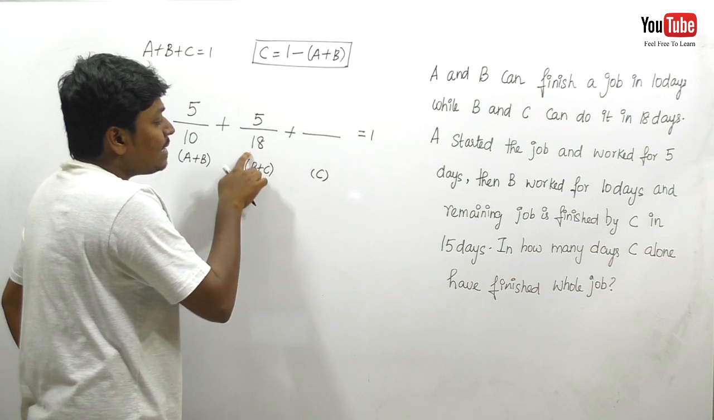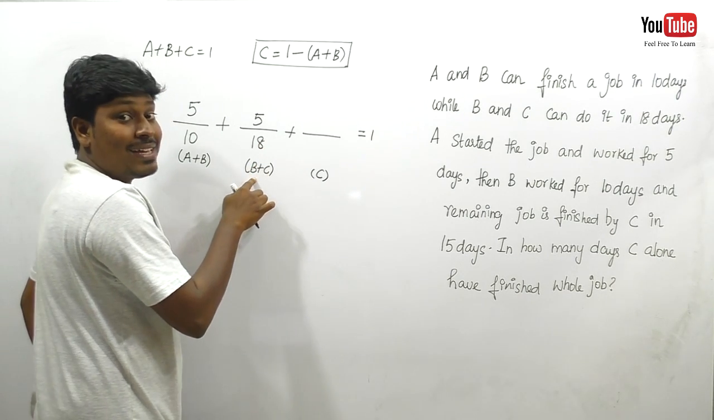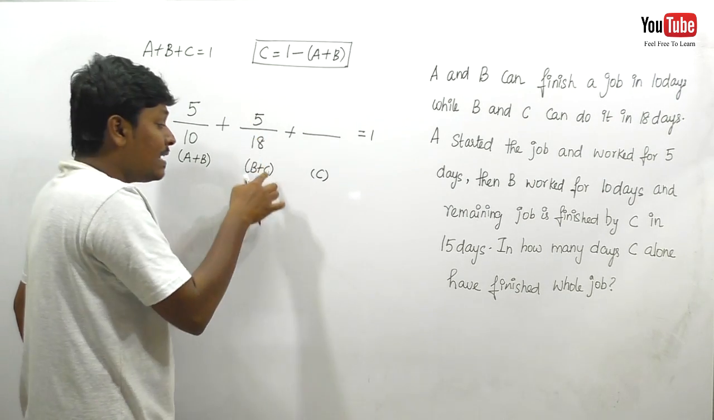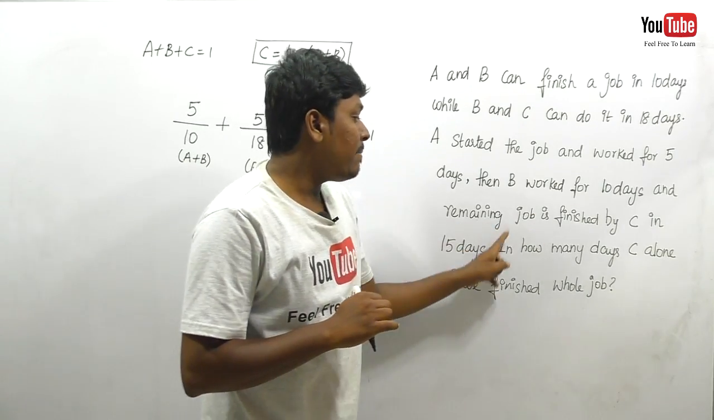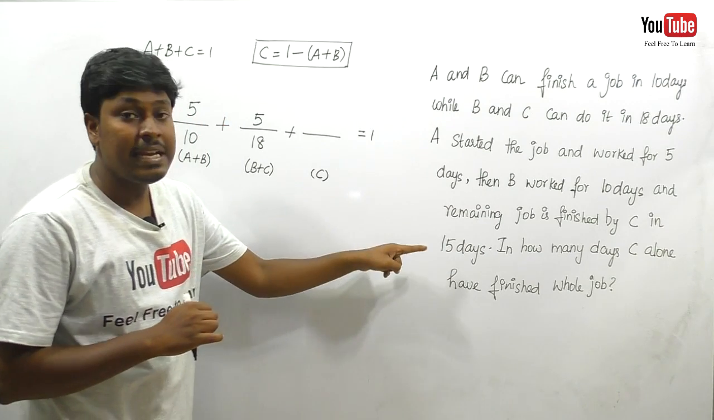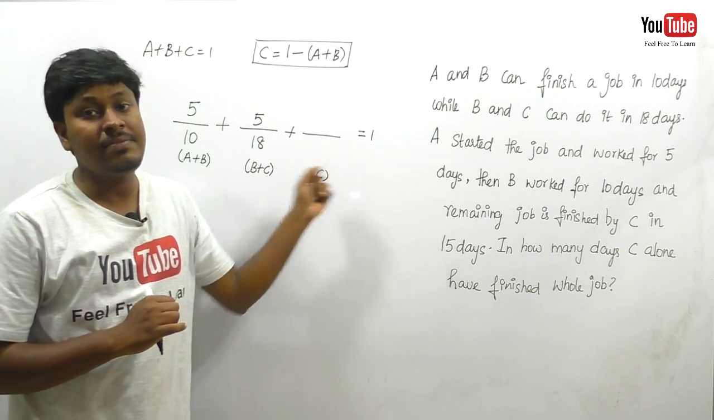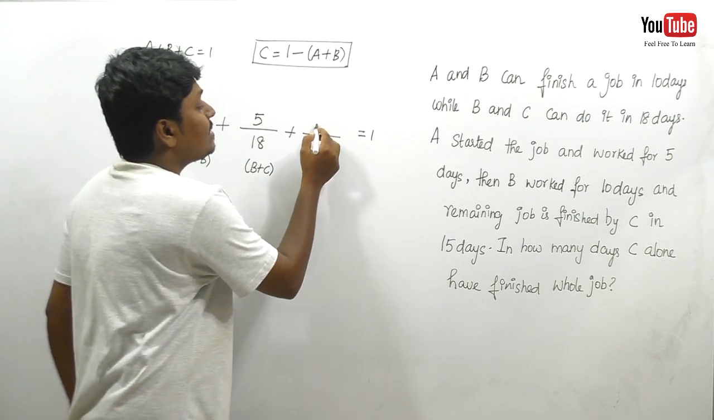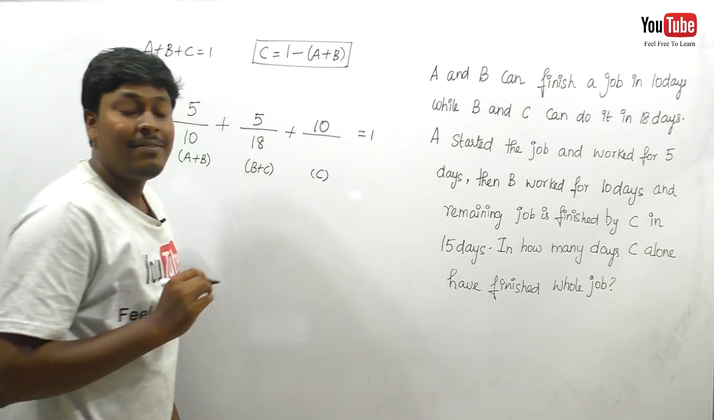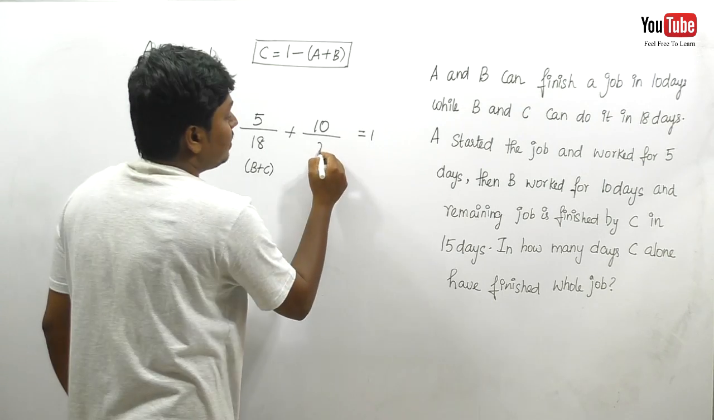But here inside this 18 we have B plus C. So we can say that B is working for 5 days and C is also working for 5 days. Let me see the last line, friends. See here, and the remaining job is finished by C in 15 days. Friends, remaining job is finished in 15 days. We know that already C is working for 5 days here. Now we can say that only 10 days C has done. So let me assume X.